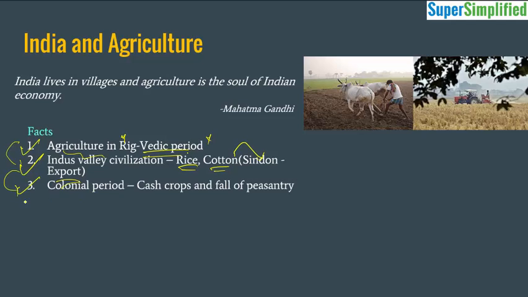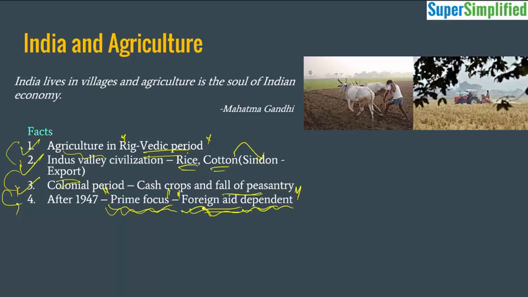And then came the colonial period under British rule, and the entire focus shifted to cash crops like indigo, tea, opium, etc. This was also a time of the fall of peasantry, and hardly any focus was given to the improvement of tools and techniques in agriculture or to improving the farmers' income, because of the zamindari system and other atrocities. The status of the farmer was falling day by day. Then in 1947, India got independence and agriculture again became the prime focus.